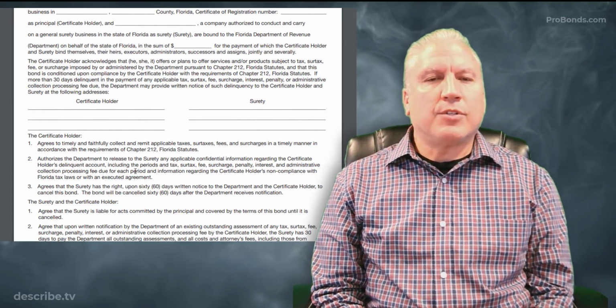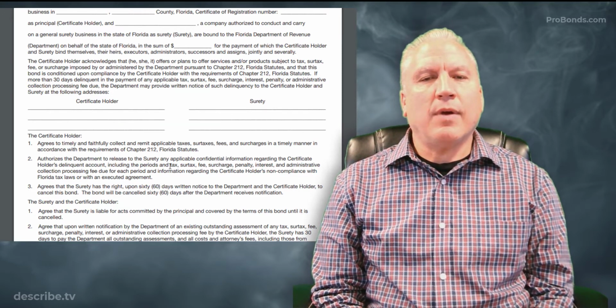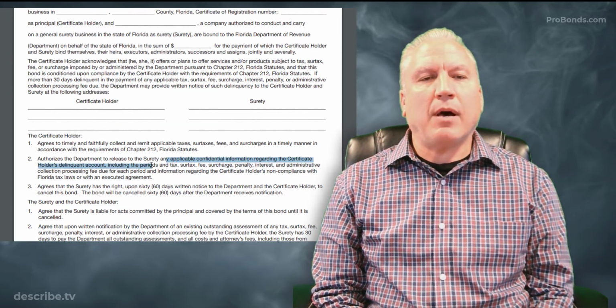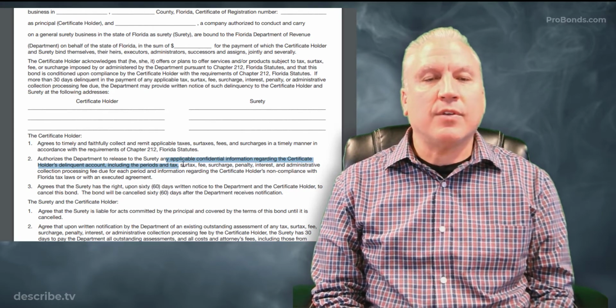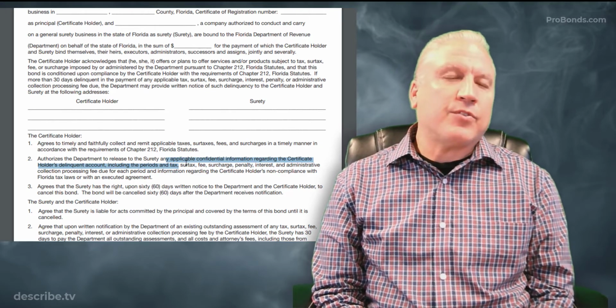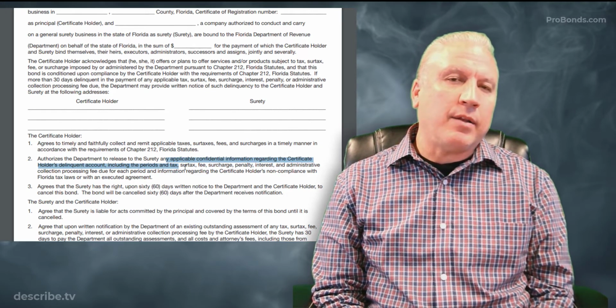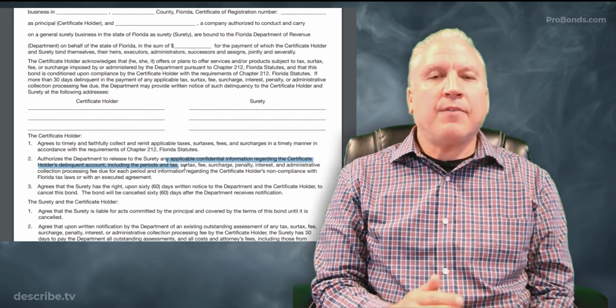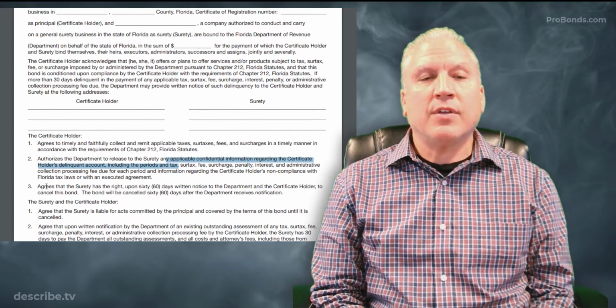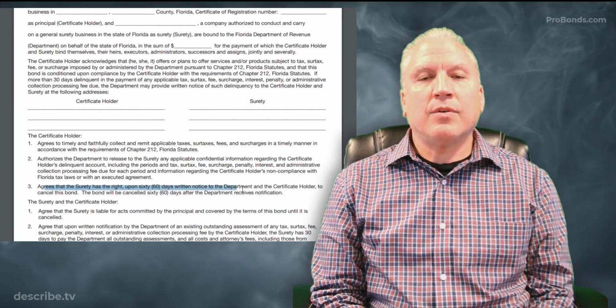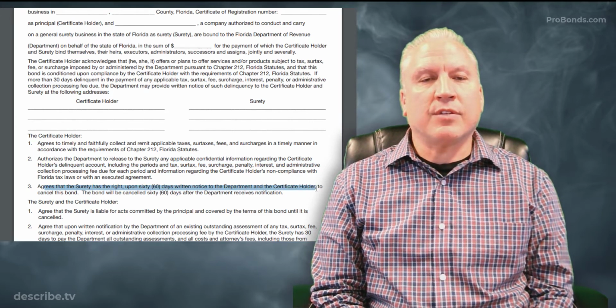The surety, which is the insurance company, has the right to access information about the company's account. You want to make sure you find out what's going on with taxes. In this case, the surety can also cancel the bond, but not for prior losses. If they find out that you as a company are not paying your taxes, they can cancel the certificate within 60 days.